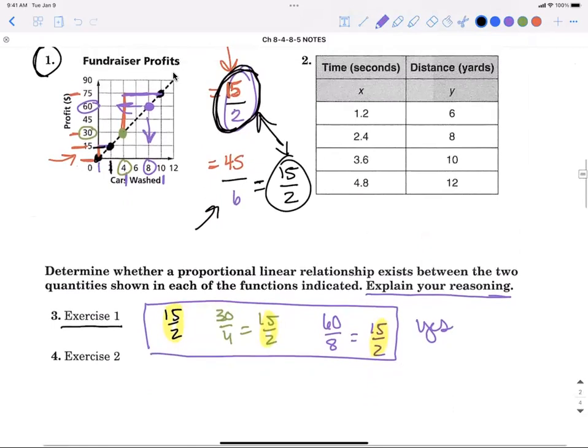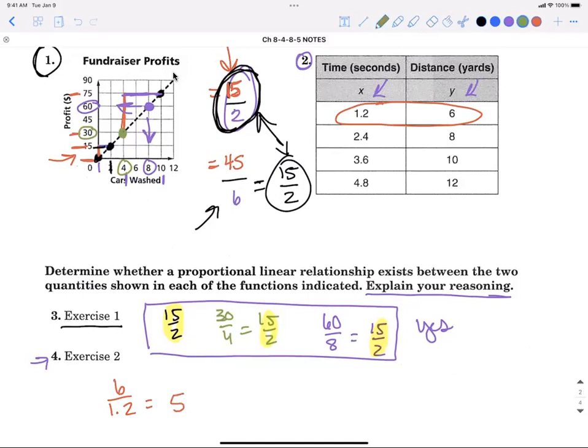For number 4, you use exercise number 2, which is here. Again, you take your y over your x. So for this first point, it would be 6/1.2. Since it's going to be kind of an ugly fraction, we'll just change it into a decimal. 6 divided by 1.2 equals, oh, came out even. It equals 5. Okay, so that's that first one.